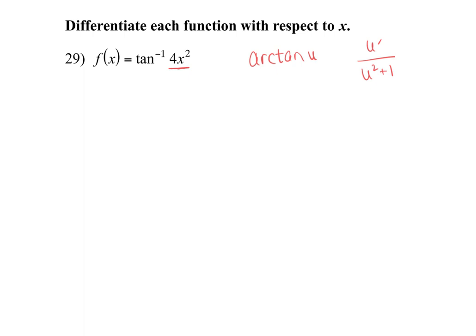Okay, so dy dx of arctangent is going to equal the derivative of the function over the function squared plus 1. So in this case, the u piece is 4x squared. So u prime, or the derivative of that, is 8x over this function squared plus 1. And so simplifying that would be 8x over, I have to square the 4x squared, so that's 16x to the 4th plus 1. And that's your final answer.